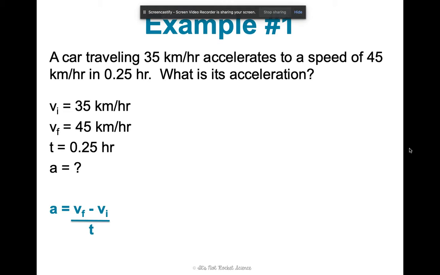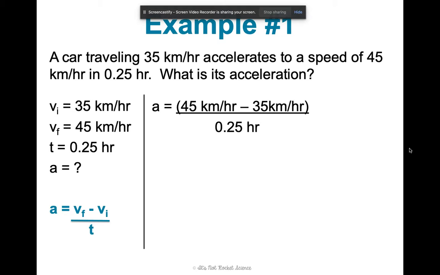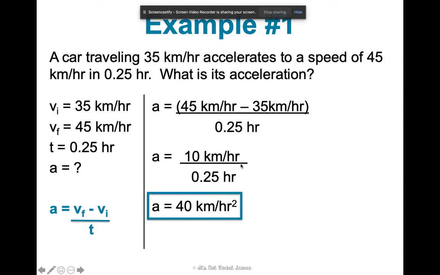So we're going to be using our normal equation. 45 minus 35 over 0.25. As you'll notice, the top part is in parentheses. Parentheses comes first in our order of operations. So 45 minus 35 is 10, so 10 kilometers per hour divided by 0.25 hours. And our answer is 40 kilometers per hour squared.